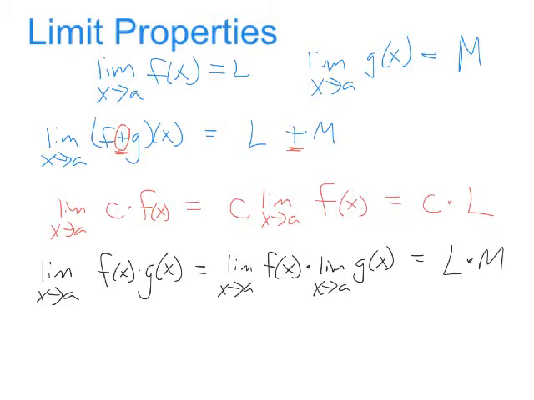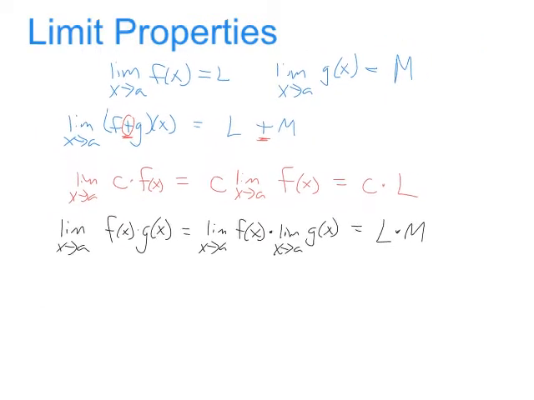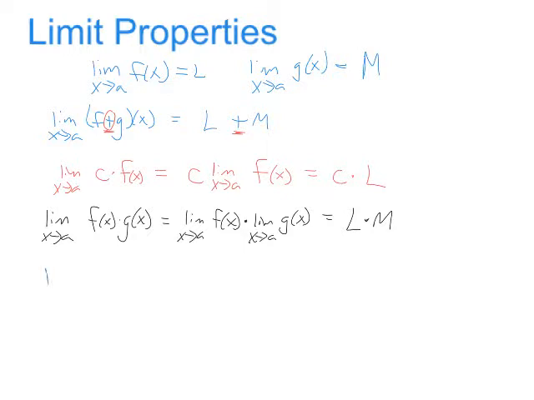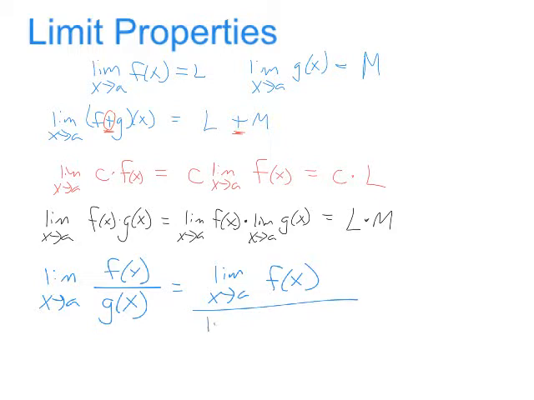Same thing goes for division. Let's shrink this up. Okay, division: if we asked about the limit as x goes to a of f of x divided by g of x, that is the same as asking about the limit as x goes to a of f of x all over the limit as x goes to a of g of x, which in our case would be L divided by m, provided that m doesn't equal 0. If it equals 0, there are other things that we need to take a look at.